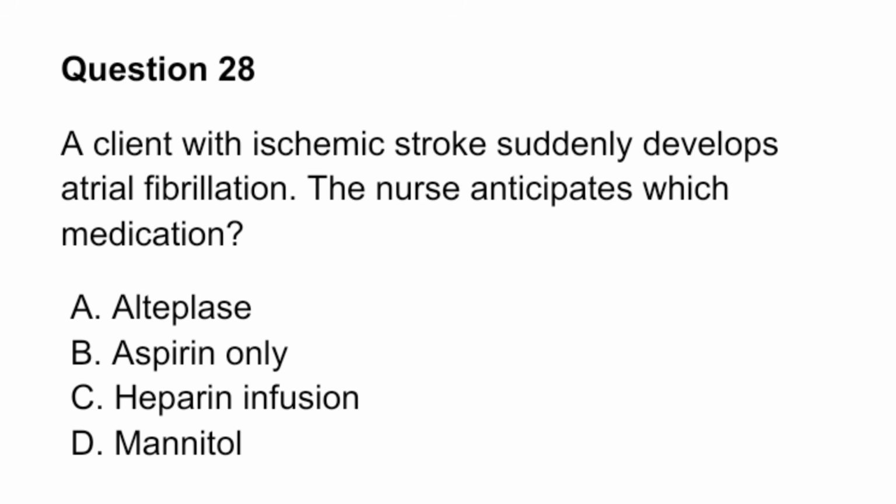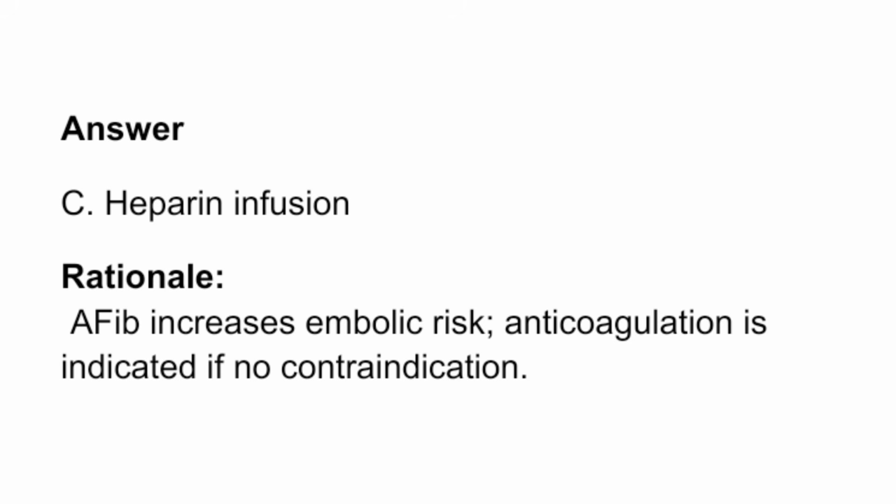Question 28. A client with ischemic stroke suddenly develops atrial fibrillation. The nurse anticipates which medication? A. Alteplase, B. Aspirin only, C. Heparin infusion, D. Mannitol. Answer: C. Heparin infusion. Rationale: AFib increases embolic risk. Anticoagulation is indicated if no contraindication.